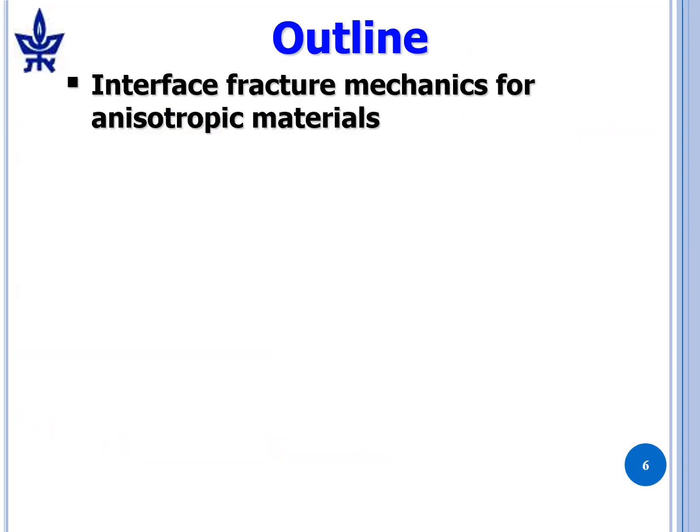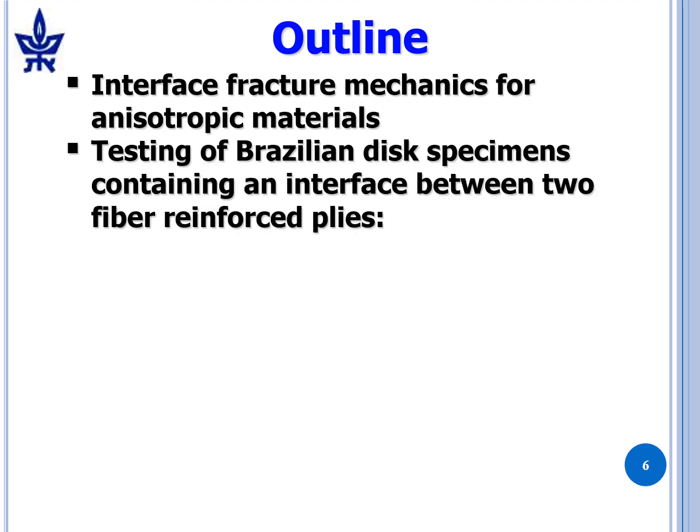So let's see what we're going to talk about. First of all, we're going to talk a little bit about interface fracture mechanics for anisotropic materials. Why anisotropic materials? A ply may have fibers in one direction, and so therefore it's transversely isotropic. To get the mechanical and thermal properties, we homogenize the properties, and so we're dealing with anisotropic and homogeneous materials.